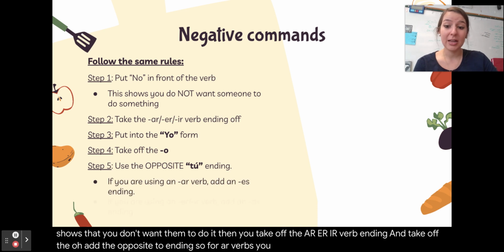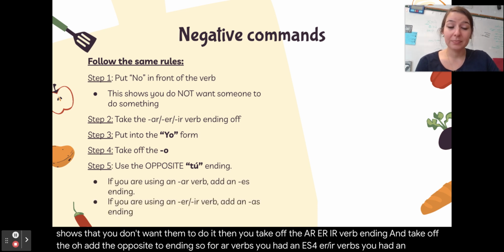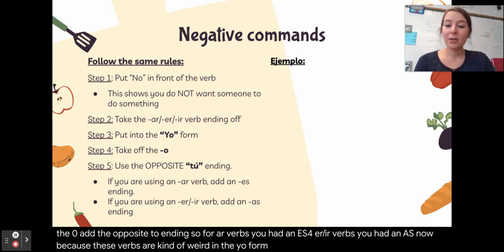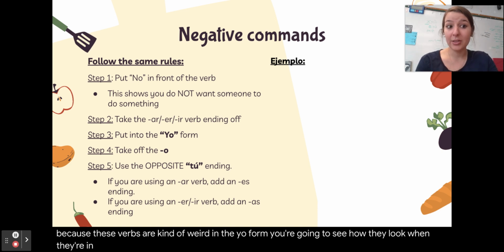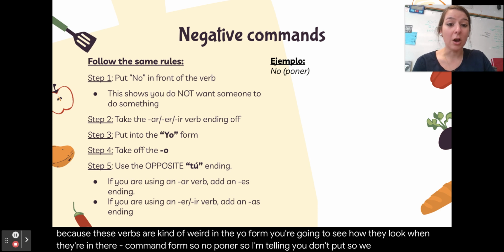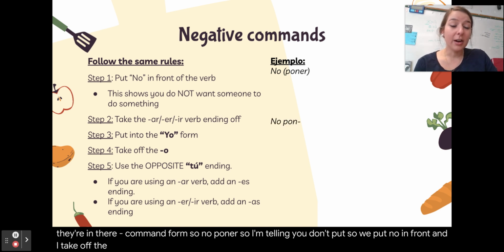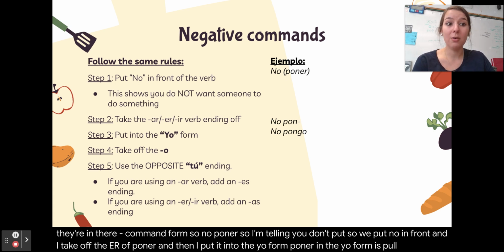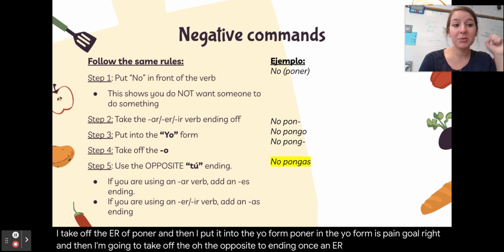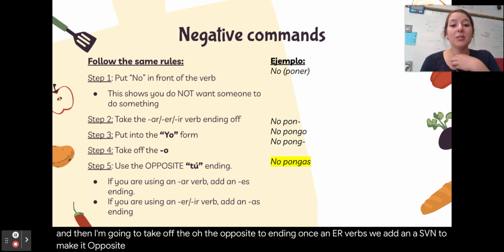So for AR verbs, you add an ES. For ER, IR verbs, you add an AS. Now, because these verbs are kind of weird in the yo form, you're going to see how they look when they're in their negative command form. So no poner. So I'm telling you, don't put. So we put no in front, and I take off the ER of poner, and then I put it into the yo form. Poner in the yo form is pongo, right? And then I'm going to take off the O. The opposite ending, well, it's an ER verb, so we add an AS to the end to make it opposite. So to say don't put, it's no pongas.